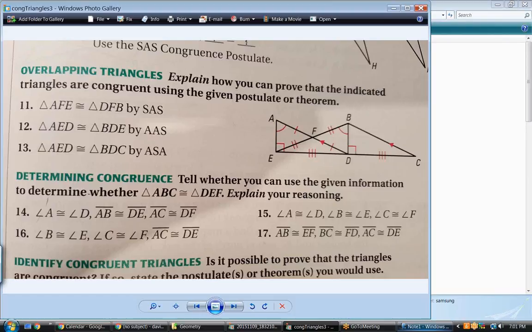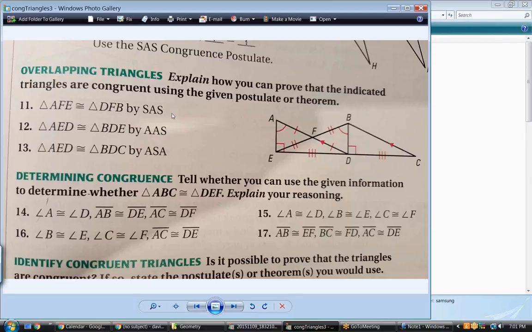Okay? So this is more typical of the problems you have, as opposed to the previous page. The previous page was fairly straightforward. It showed one triangle and then a separate triangle. Proving congruency becomes a little more difficult when they're all part of the same figure. Yeah, exactly. Okay? So let's prove that AFE is congruent to DFB by SAS, that triangle and that triangle. Prove it by SAS.